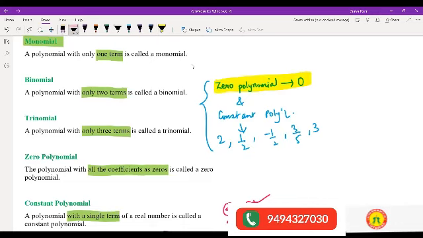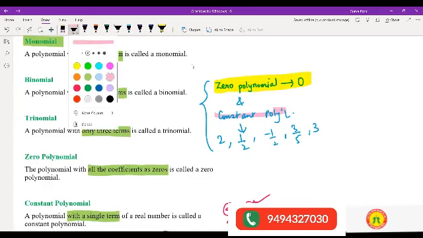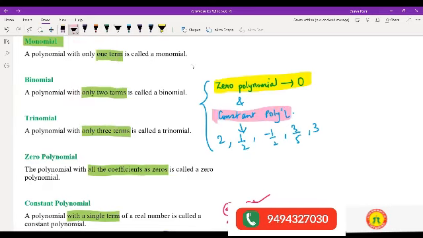And constant polynomial you might be knowing, right? The constant is a constant term what we have here. Constant polynomial. So 2, 1 by 2, minus 1 by 2, 3 by 5. It's clear? So monomial, binomial, trinomial, 0 polynomial, and constant polynomial. Yes, sir.